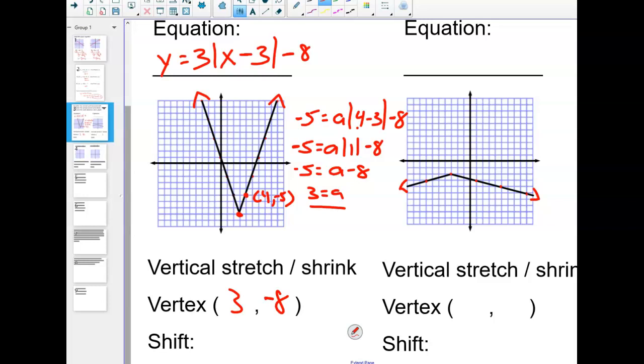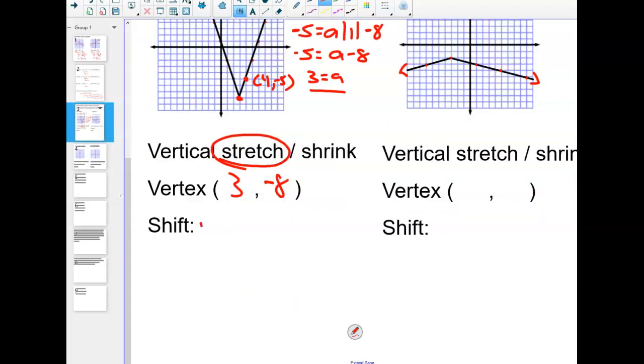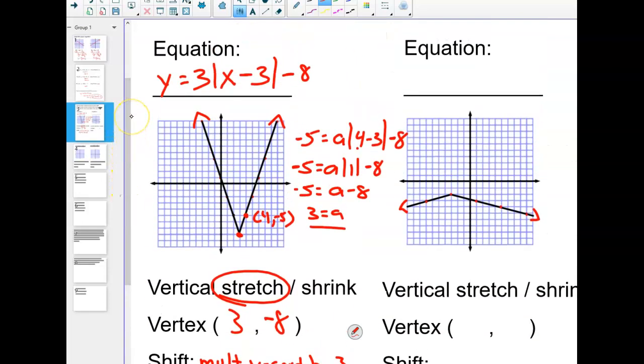The number here for a being bigger than 1 indicates vertical stretch. Our vertex is 3, negative 8, and my shift, we multiply the y coordinate by 3. And then we're going right 3, down 8. You do not need to put this in, but if you want to put your parent graph in, you can.